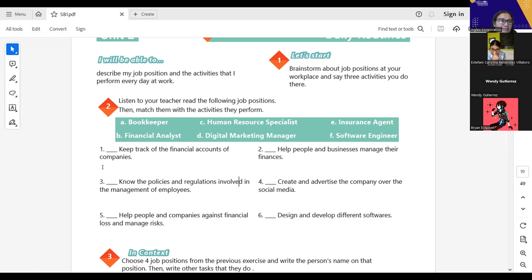Okay, so try to say, okay, number one is letter A, B, C, D, E, F. So you say, okay, I think number one is letter blah, blah, blah. Number two, I think is letter B, for example. Number three, I think is... you try to match the letters with the numbers, okay? So you match the activities that each of these specialists, that each of these jobs, positions do, okay? So try to match the letter with the number.